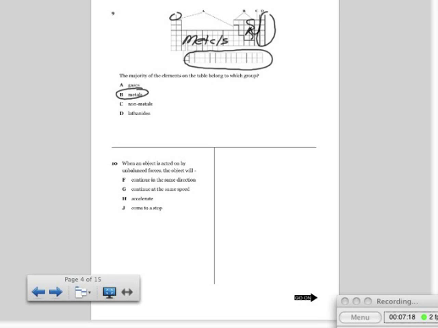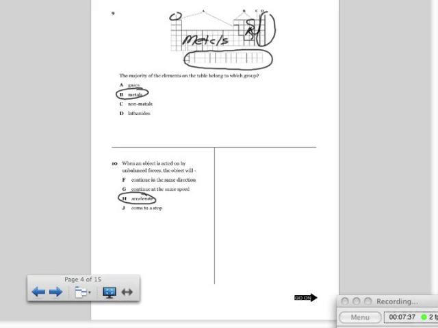Number 10. When an object is acted on by an unbalanced force, the object will do what? Accelerate. H. An unbalanced force causes it to either speed up or slow down. Well, there's a term for that, and that's acceleration. Okay?